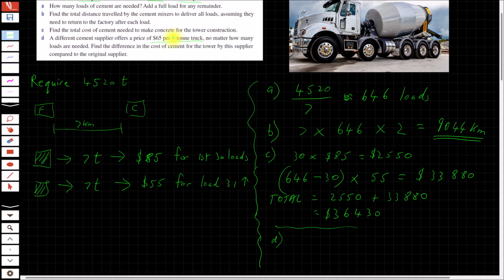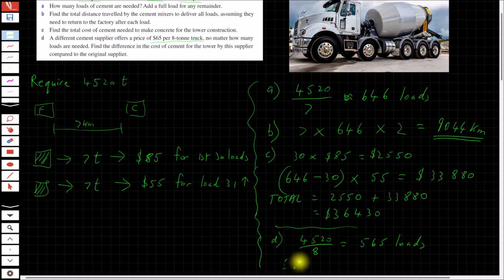So it is an 8-ton truck. Remember, the original is a 7-ton truck. So we need to see how many loads it will take this 8-ton truck to deliver 4,520 tons. So we need to divide that. 4,520 divided by 8. I've done this calculation again. So this is 565 loads. We can see this makes sense because a bigger truck takes fewer loads than the smaller truck.